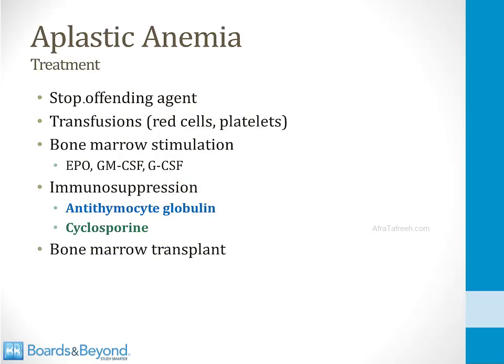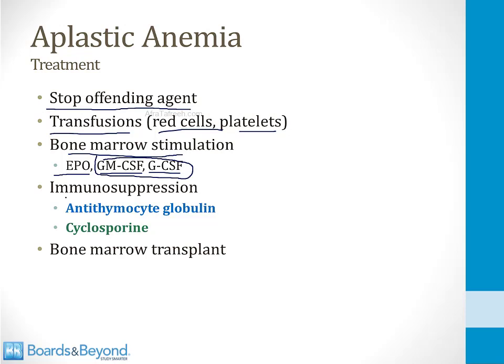The treatment of aplastic anemia is complex. I'll just highlight some of the principles for you here. First of all, you want to stop the offending agent if aplastic anemia is the result of a drug or an industrial exposure. Transfusions are often required, transfusions of red cells and platelets. There are drugs which can stimulate the bone marrow. You can administer erythropoietin to drive red cell production. GM-CSF is granulocyte macrophage colony stimulating factor, and G-CSF is granulocyte colony stimulating factor. These can both be administered to increase the white blood cell production from the bone marrow.